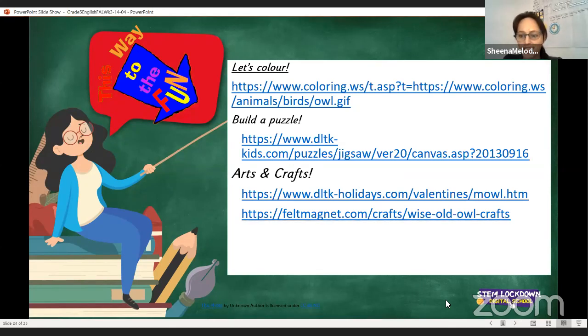This is some fun activities I have for you. It's a beautiful website with some coloring in pages. I tried to find one that was online, but I'm still looking for you. This is build a puzzle. This you can do online on your computer, so you don't need to print anything or make anything. You can actually build this puzzle. It's an owl puzzle. So you can build this one online.